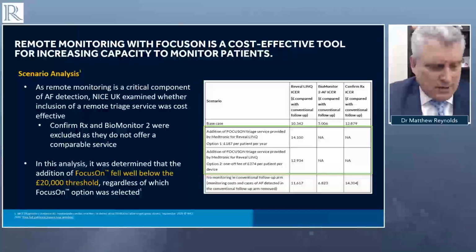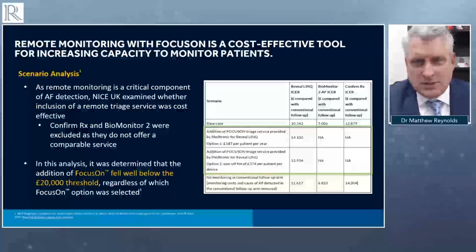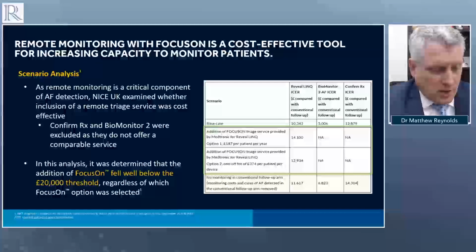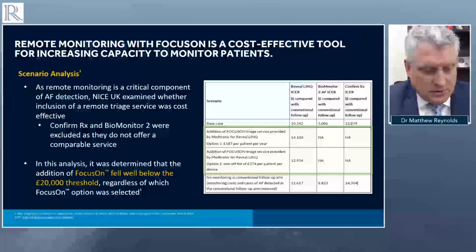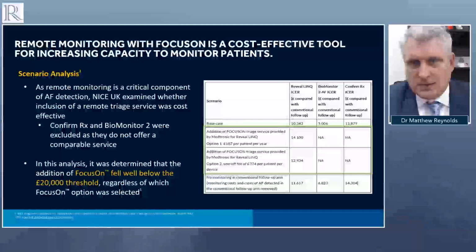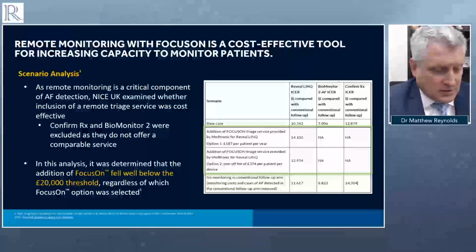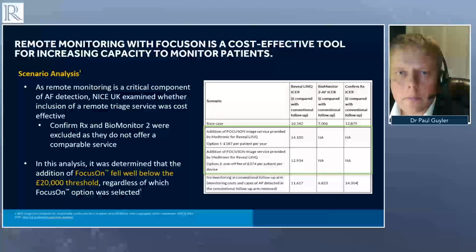Well, at this point, we want to bring in the third participant in our webinar today, Dr. Paul Guyler, and he's going to talk about sort of the nuts and bolts of how he has used this technology in his practice at the Southend University Hospital in Essex. So Dr. Guyler, I'll turn it over to you.